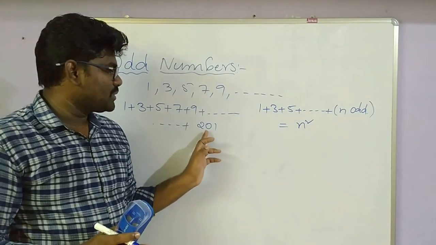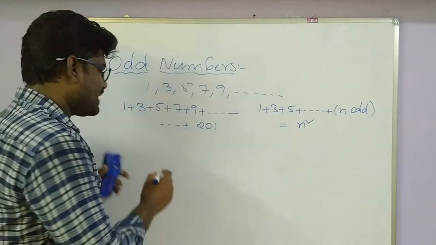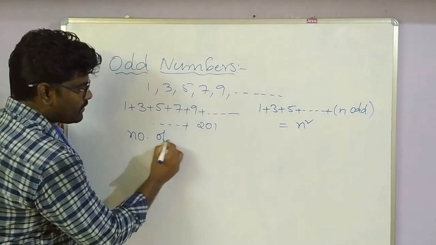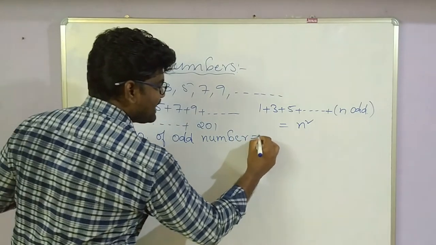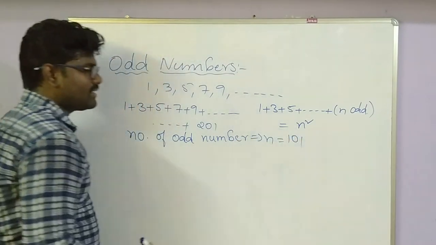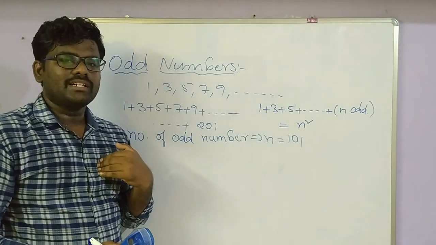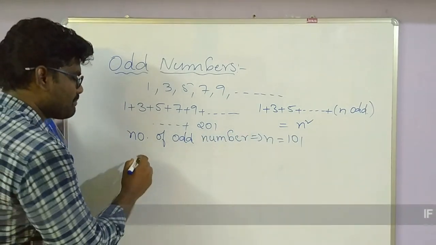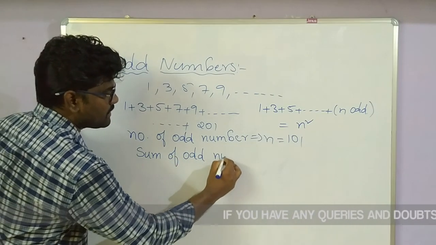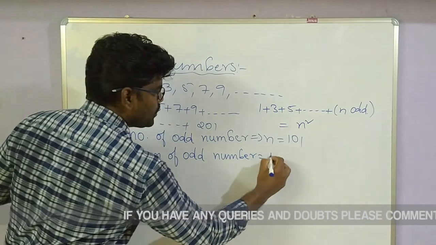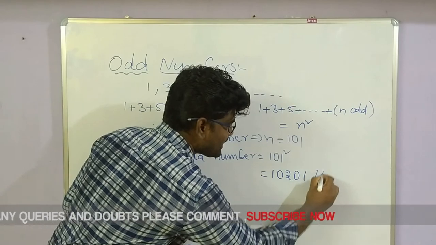Up to 201, one more odd number extra. That means the number of odd numbers, n, is equal to how much? 101. That means we are getting n value 101. We want to find the sum of odd numbers. The sum of odd numbers is equal to 101 square. Then we can get 10201. That is the answer.